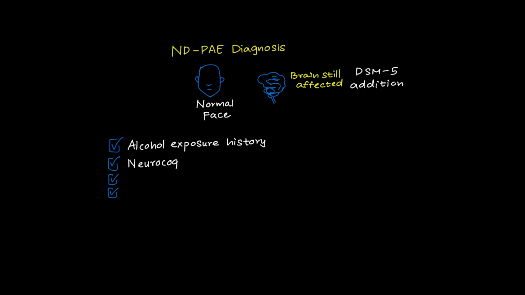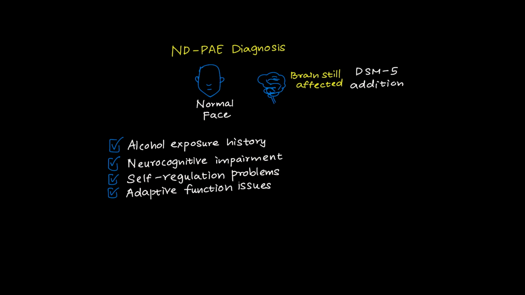The diagnosis requires a documented history of significant prenatal alcohol exposure, defined as more than 13 drinks per month or more than 2 drinks in a single sitting during pregnancy. It also requires neurocognitive impairment in thinking or learning, self-regulation problems in behavior or attention, and difficulty with adaptive functioning or daily life skills. This 14-year-old fits the ND-PAE pattern.